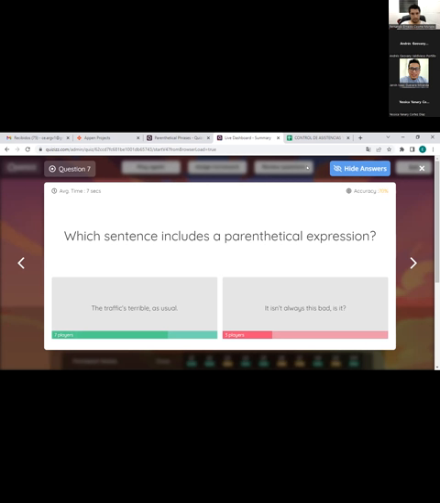The green one is "The traffic's terrible, as usual." And the red one is "It isn't always this bad, is it?" So which is the correct one? Which sentence includes a parenthetical expression? The correct one is the green one, because I think "the traffic's terrible" makes sense, and "as usual" is maybe extra information. There we go, as usual.